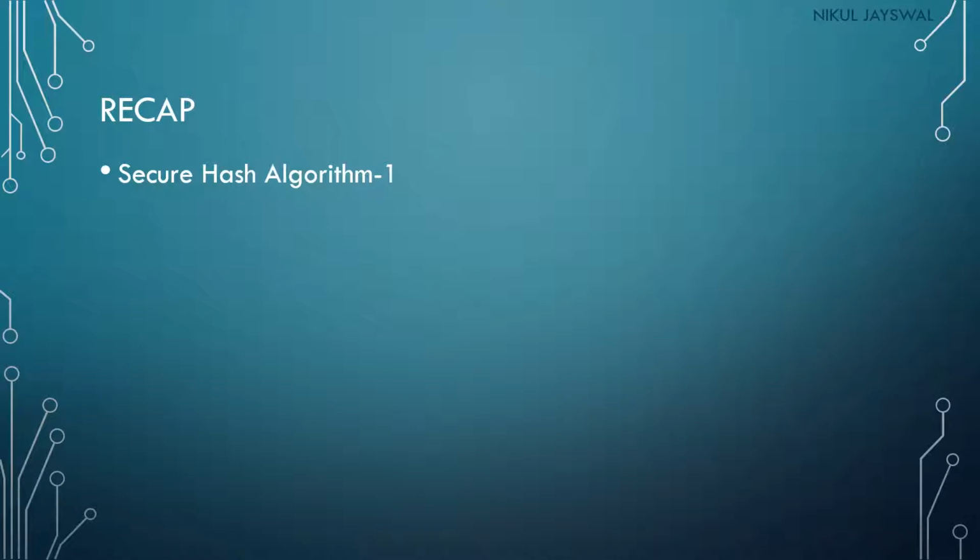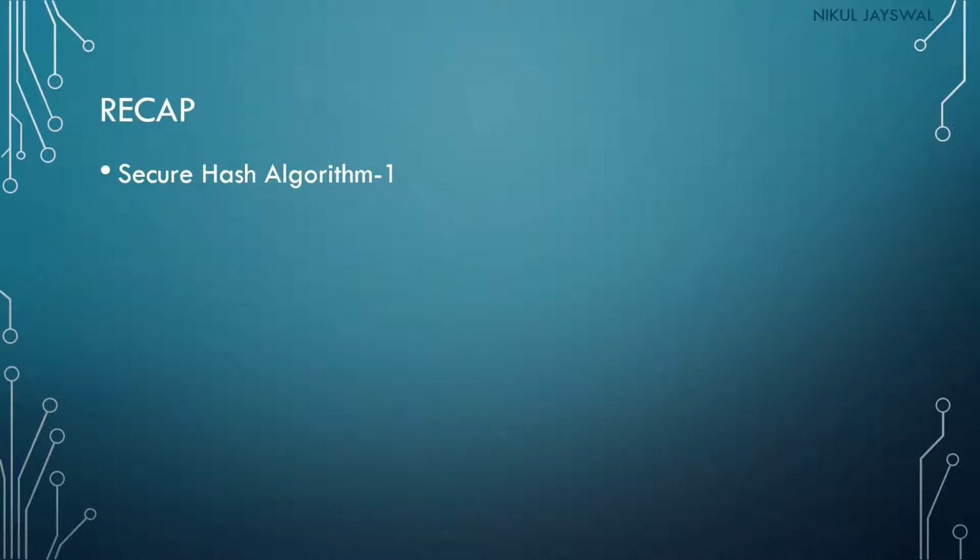Basically the hash value provides the integrity of the message. That means if any unauthorized modification has been done during the transmission of the message, then the receiver will come to know that the unauthorized modification has been done. So that is the basic use of the hash function.